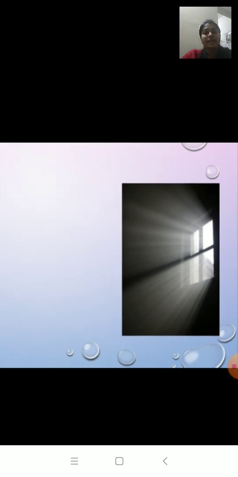Now, if you are in a dark room and you open a small window, you can see the path taken by the light rays. So now what is happening over here? We know that air contains tiny dust particles. As the sun's rays strike these dust particles, the light rays scatter.